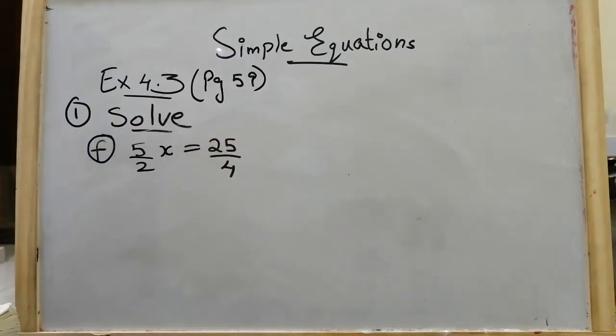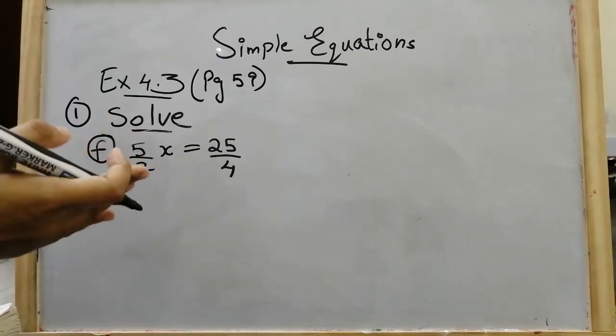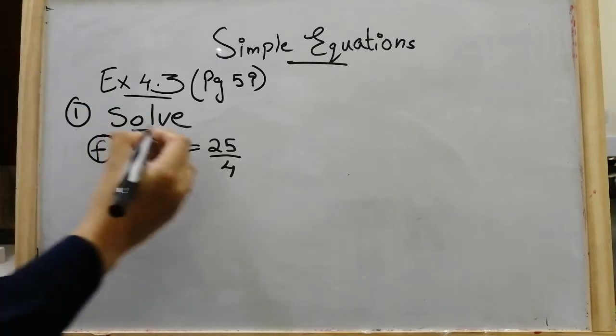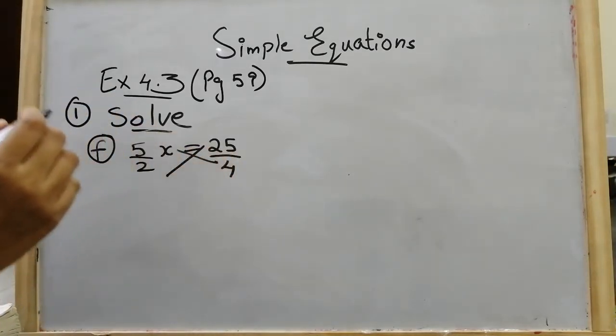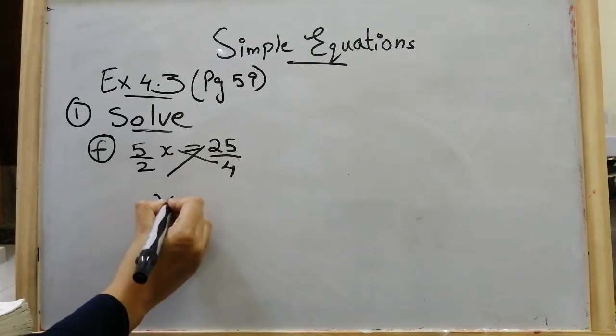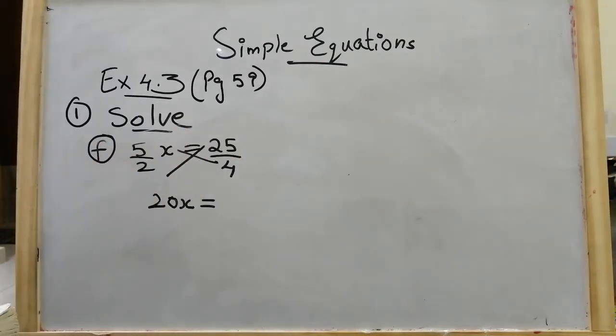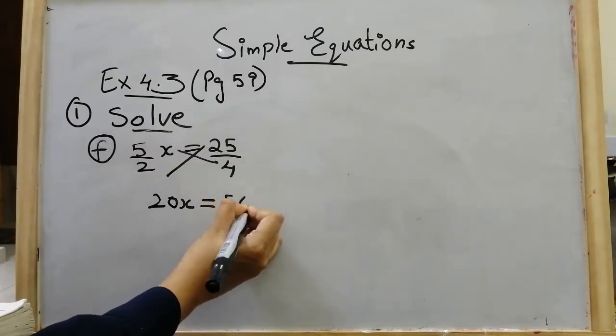When you get fractions on your LHS and your RHS, I have already said you can cross multiply. That is the easiest method. So you are going to cross multiply. Let's see. 5x into 4. 5 4s are 20 and x, okay, is equal to 25 2s are 50, right?